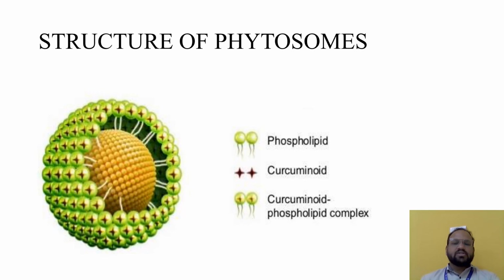So this is the structure of a phytosome. As you know, a phytosome contains phospholipid, whereas curcuminoid is our phytoconstituent. What has happened is there is a complex formation between the phospholipid and the phytoconstituent. A phospholipid contains two natures: the tail of hydrophobic nature and the head of hydrophilic nature. So curcuminoid forms a complex with the phospholipid, becoming a curcuminoid phospholipid complex.